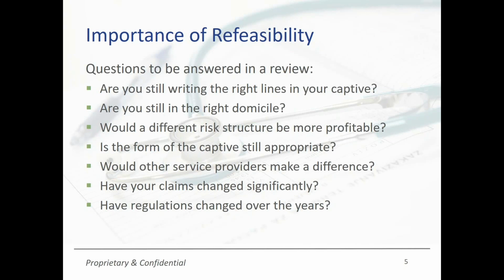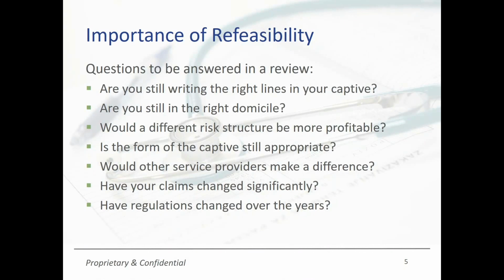Are you still in the right domicile? The Spring team commonly performs a side-by-side comparison of the pros and cons of what domiciles offer. Would a different risk structure be more profitable for the captive? Is the form of the captive still appropriate? This would include limits, retentions, reinsurance coverage, etc. Now may be the time to review all those. Would other service providers make a difference for your captive?